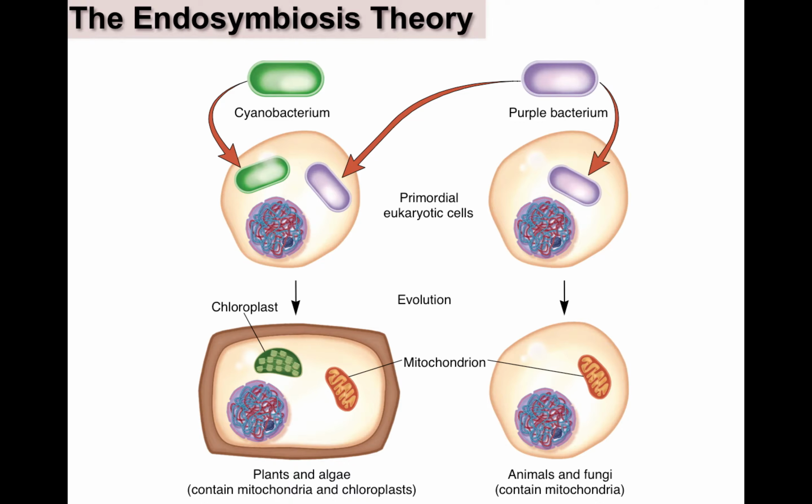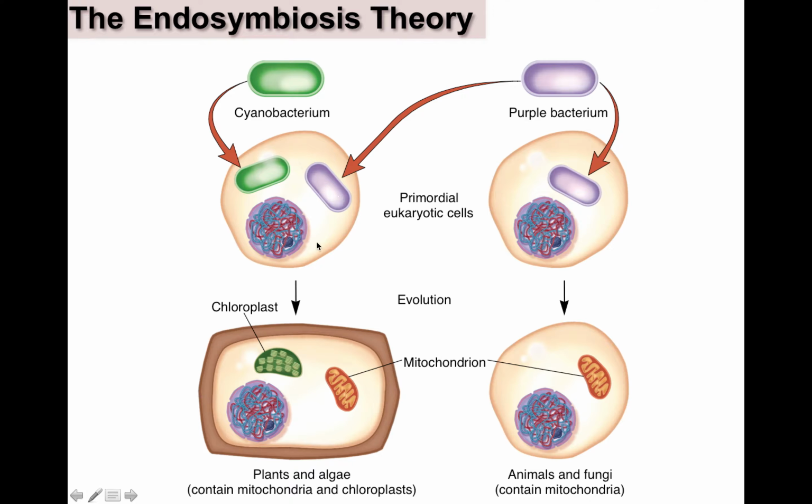The endosymbiosis theory states that a long time ago on planet Earth, primordial eukaryotic cells that contained a nucleus engulfed or took up purple bacterium, and the purple bacterium stayed around inside the cells. It provided energy for the eukaryotic cells, a lot of energy, and it also, for itself, got a nice new home and some protection.